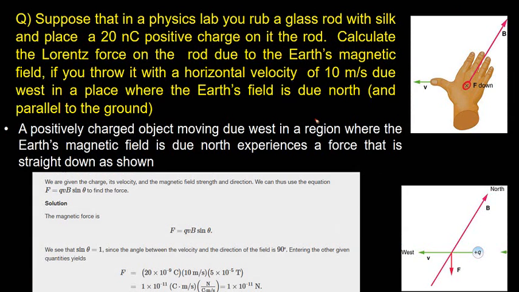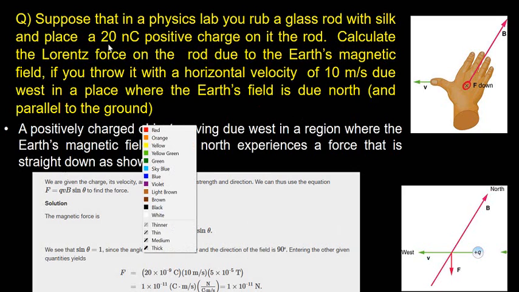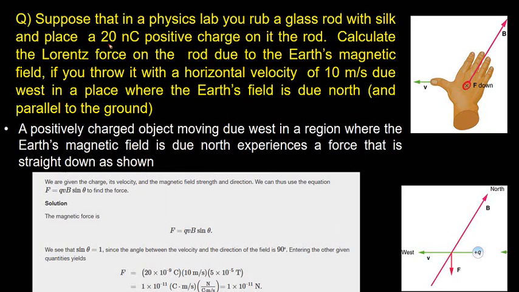In this, we do a problem of calculating the direction and magnitude of the Lorentz force. So the problem states that suppose in a physics lab you rub a glass rod with silk and place a 20 nanocoulomb positive charge on the rod. We need to calculate the Lorentz force F on the rod due to the Earth's magnetic field. So we have to figure out what that value is.